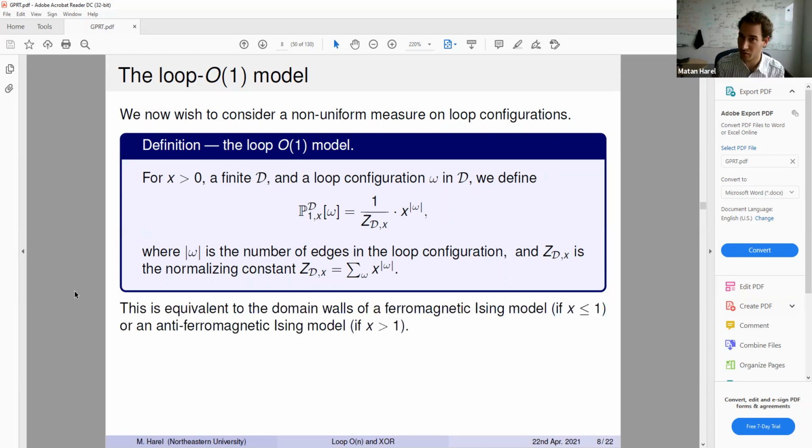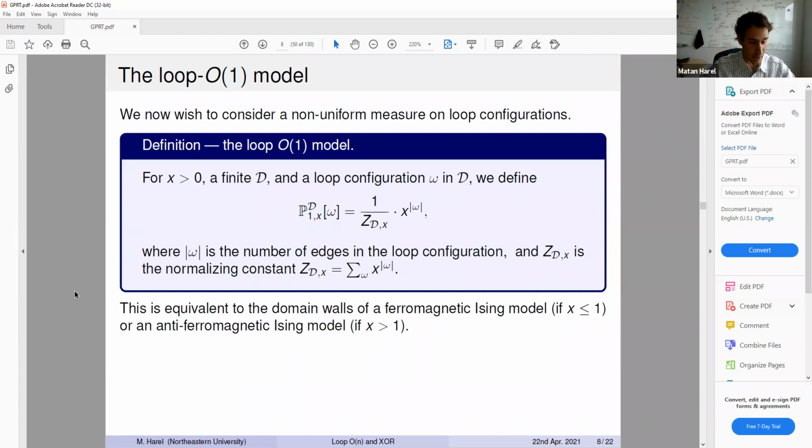This is probably, if you ever heard of any of these lattice models, the easy model, the Ising model, where you consider two colors, red and blue, and each face talks to its neighboring faces. If x is smaller than 1, that means you would like things to be of the same color. That's a ferromagnetic interaction. And if x is larger than 1, it's an anti-ferromagnetic Ising model, meaning that each face encourages the opposite color. And these are in complete bijection. There's no difference between asking questions about one or the other.